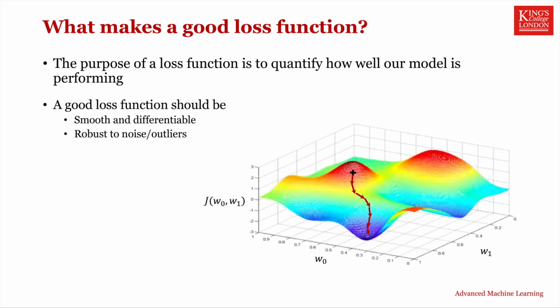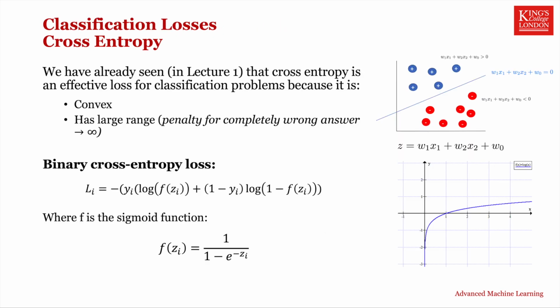The purpose of a loss function is to quantify how well our model is performing for the specific problem at hand. But while several functions might do this, like accuracy for classification, they are not all suited to being loss functions, since if we are to find our way to the global minima by taking small steps in the gradient, then what we want is a loss function which is smooth and differentiable, and as far as possible, robust to noise and outliers.